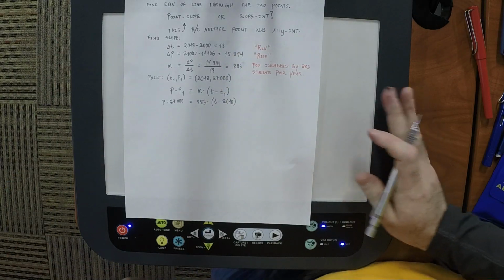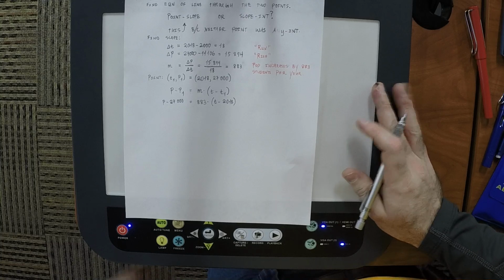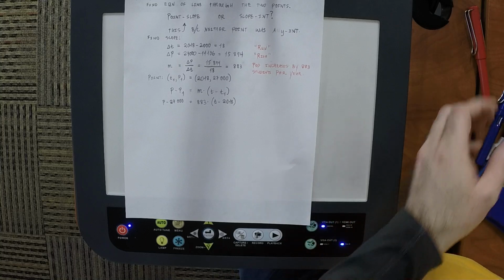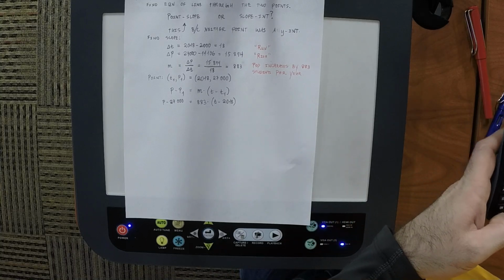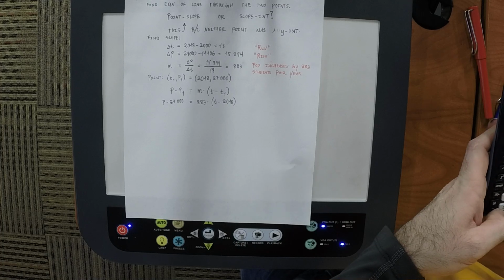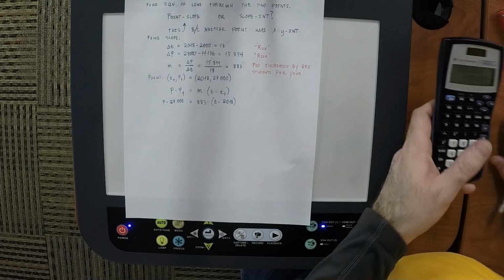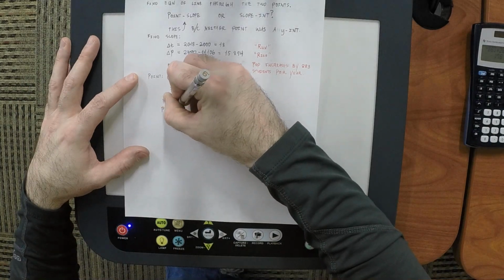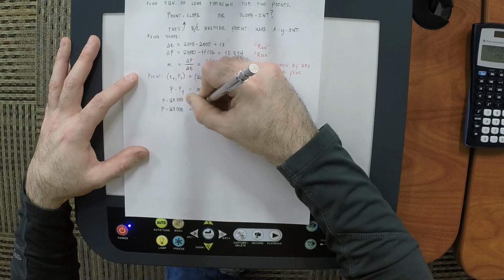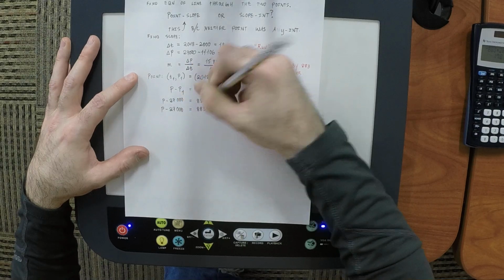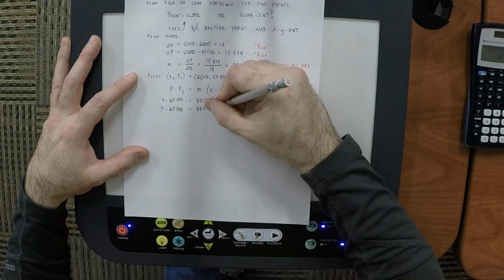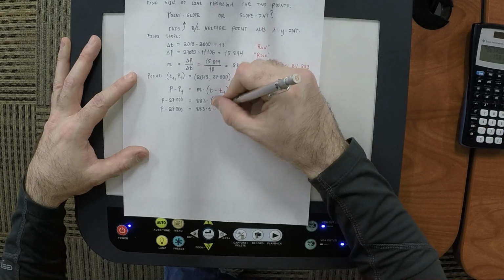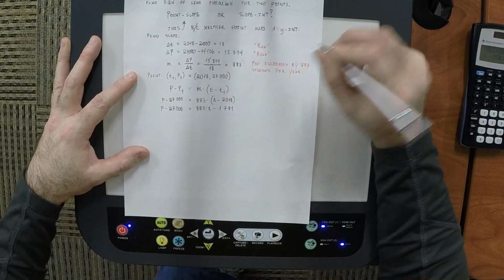The instruction says solve for P. Okay, so let's make it look nice. So 883 times 2018. P minus 27,000 is 883 T, and then subtract 1,781,894.